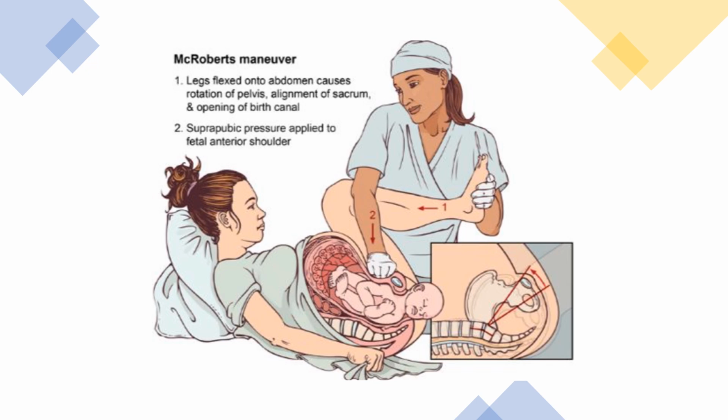McRoberts maneuver. So we're going to flex the legs onto the abdomen. Okay, so that's number 1 that's listed there. Really, when I do McRoberts, we take their legs, we straighten them first, and then we flex them back almost as far as they can. And then the second thing is the suprapubic. So you'll see where that nurse is pushing right above that pelvic bone there and trying to get that shoulder to curl in over the chest.